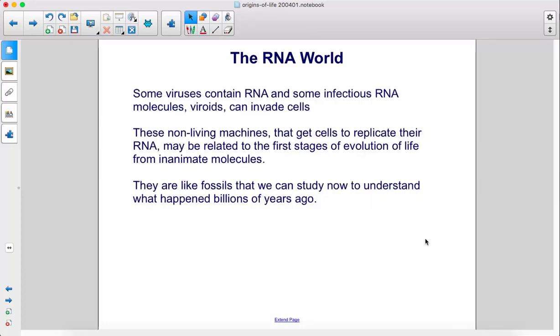Some viruses contain RNA, and some infectious RNA molecules, viroids, can invade cells. These non-living machines that get cells to replicate their RNA may be related to the first stages of evolution of life from inanimate molecules. They're like fossils that we can study now to understand what happened billions of years ago.